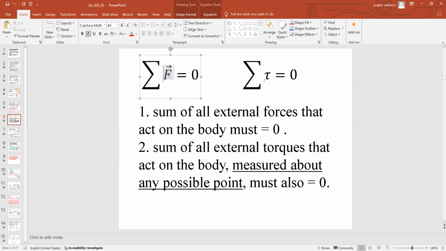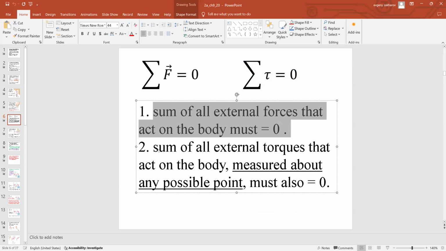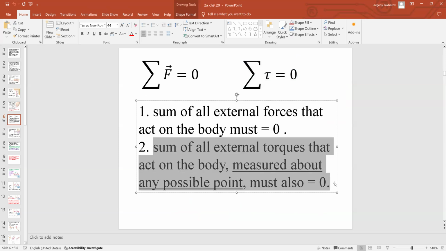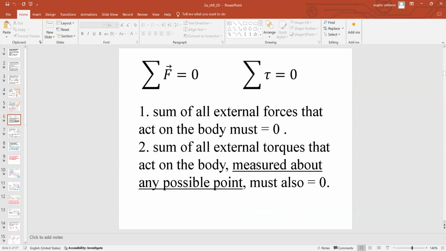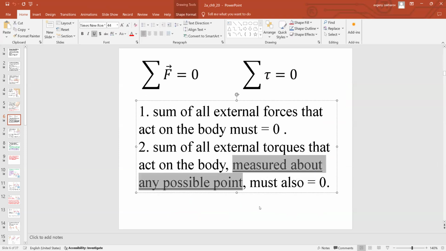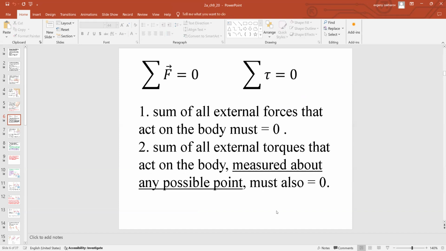Oh yeah, here we go. So this is the slide that summarizes it all. Sum of all the forces is 0, and sum of all external torques adds up to 0, no matter what the axis of rotation is. Yeah, any possible axis of rotation should give 0 for the net external torque. Otherwise, it's not equilibrium. Otherwise, you expect some kind of acceleration, and your object is definitely not stable.